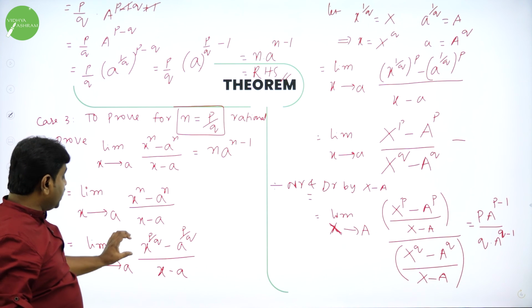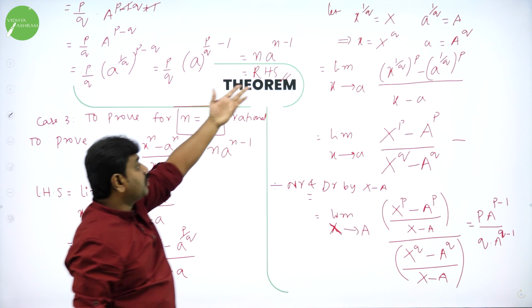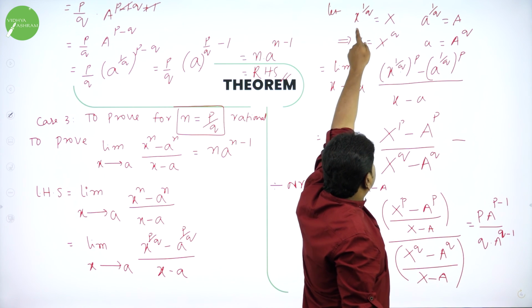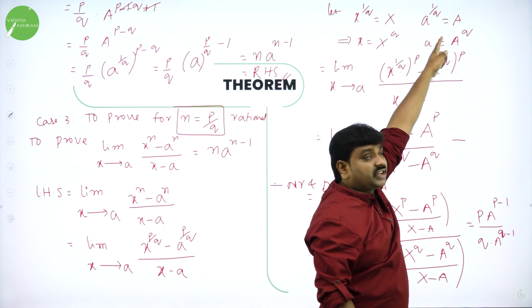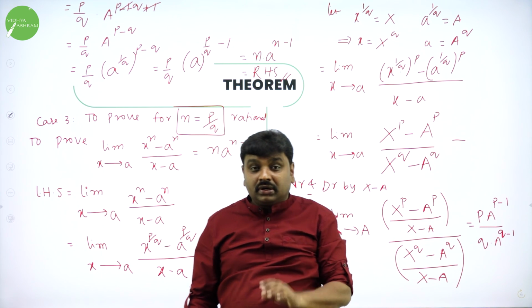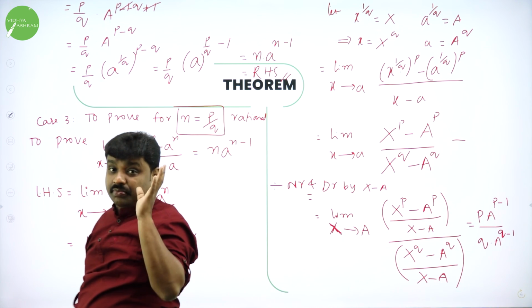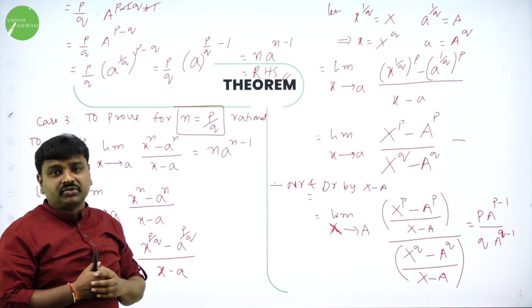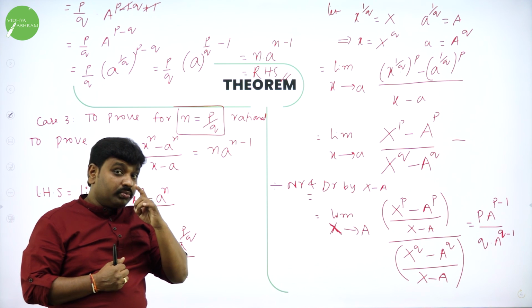After that, you write p by q as (1 by q) whole power p. Assume this bracketed term as capital X, this bracketed term as capital A. Then reduce it and you will get it. Case 1, case 2, case 3 are most important, and all put together it helps you to score 6 marks. But now you have to be thorough with the theorem.